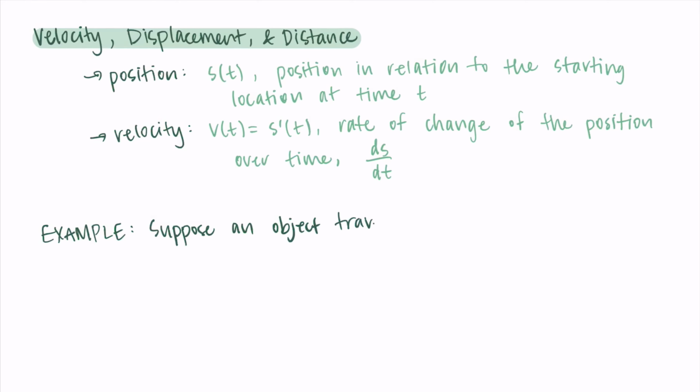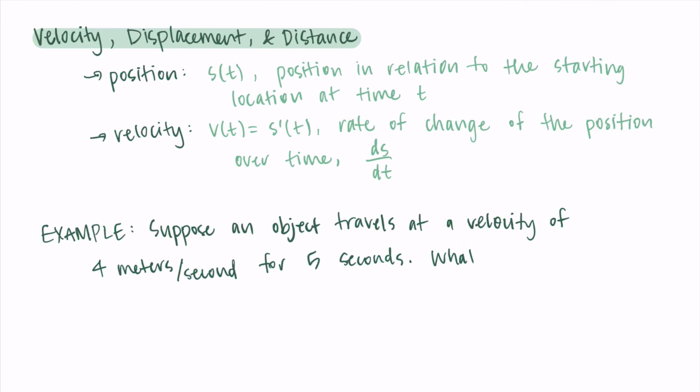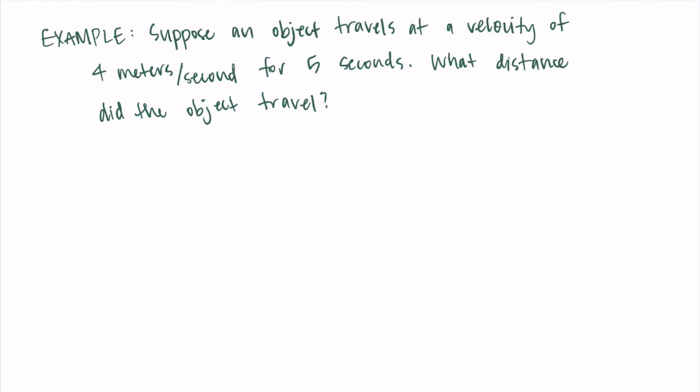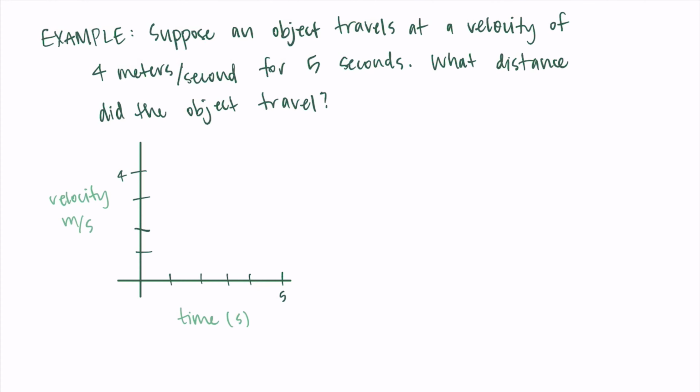So for an example, let's suppose we have an object traveling at a velocity of 4 meters per second for 5 seconds. What distance did the object travel? Here we don't have any information about the position itself, we just know how fast it was going and for how long. We could do this just algebraically, but I want to graph this to show you how we might graph the velocity and determine what's going on. We could put time on the horizontal axis and velocity on the vertical axis. And we know that for 5 seconds, from 0 to 5 on the horizontal, we're going 4 meters per second. So that's a 4 on the velocity output.